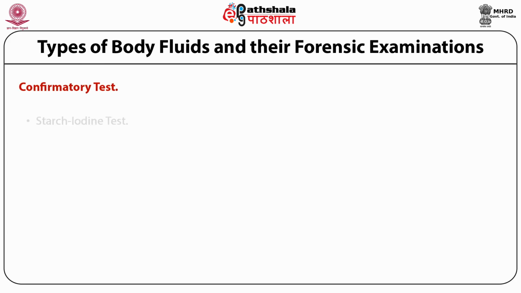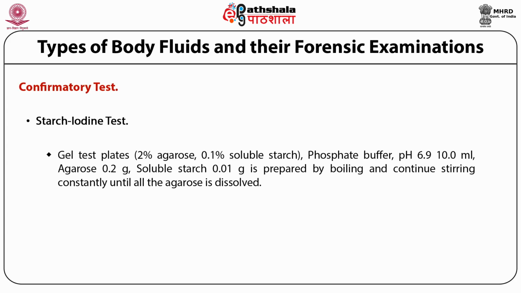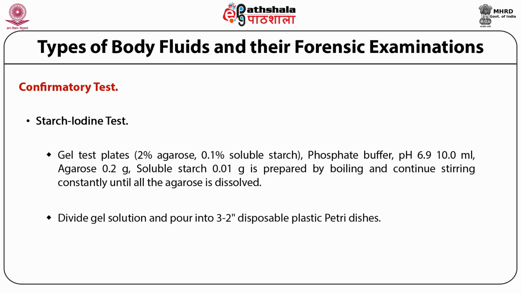Conformity test. First is the starch iodine radial diffusion test. Gel test plates, that is 2% agarose, 0.1% soluble starch, phosphate buffer pH 6.9 and 10 ml: agarose 0.2 gram, soluble starch 0.01 gram, is prepared by boiling and stirring constantly until all the agarose is dissolved. Divide the gel solution and pour into 3.2 centimeter disposable plastic petri dishes. Allow to polymerize completely. Store gel inverted at 4 degrees centigrade.